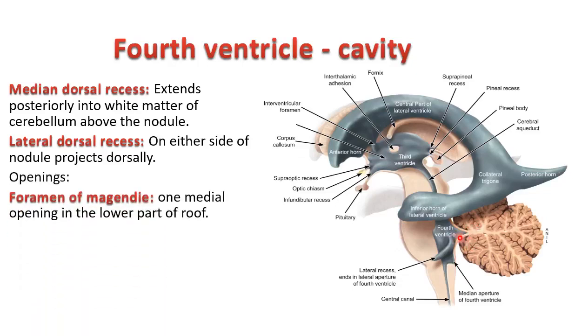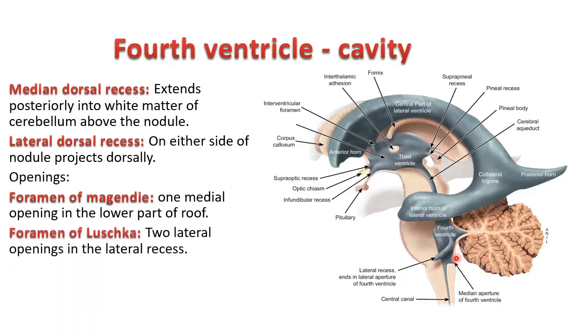So, openings: one is the median aperture, the foramen of Magendie, in the lower part of the roof, which we have seen here, and the next opening, shown in the last picture, is the foramen of Luschka. Here also are the foramina of Luschka, two lateral openings. In the lateralmost edge of the lateral recess, you have seen that the choroid plexus projects into the ventricle through this opening, the foramen of Luschka.